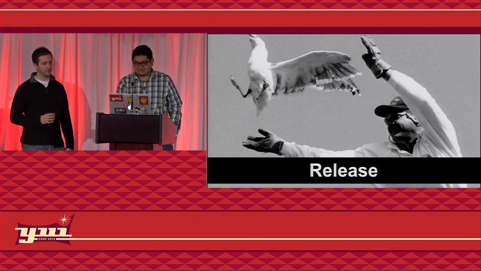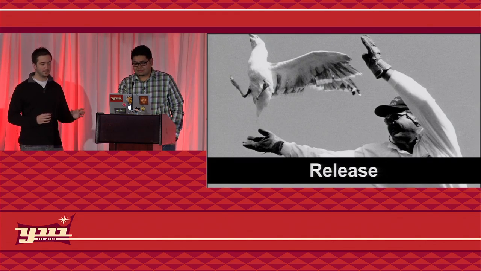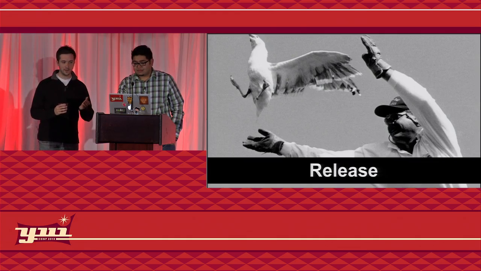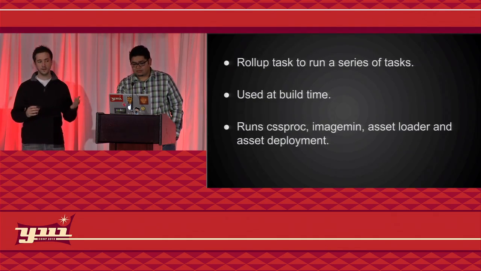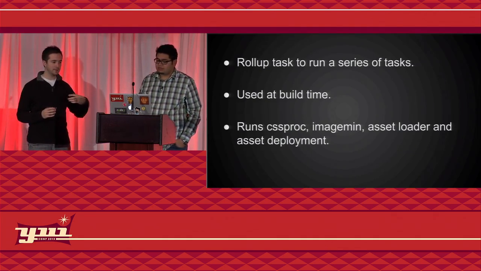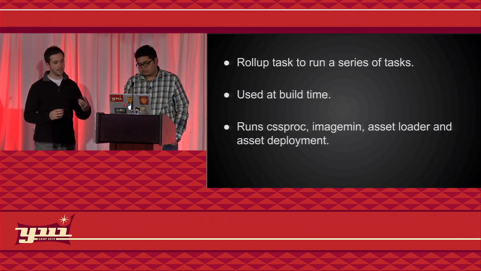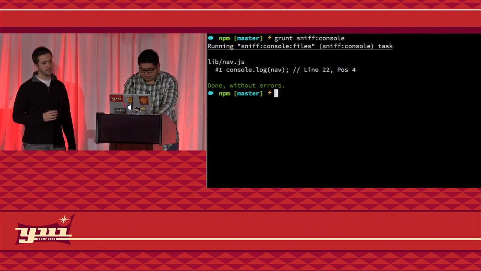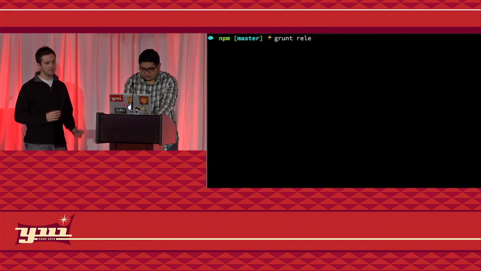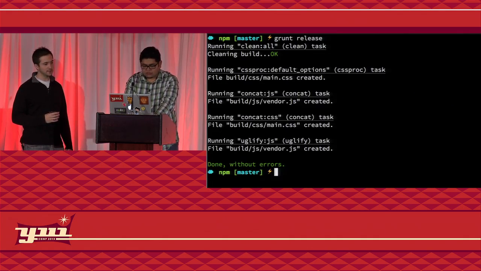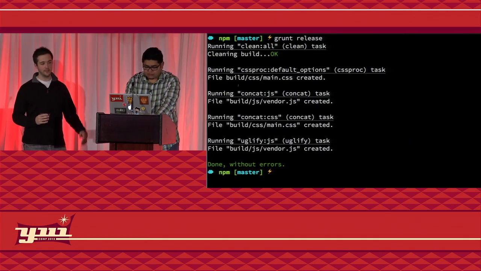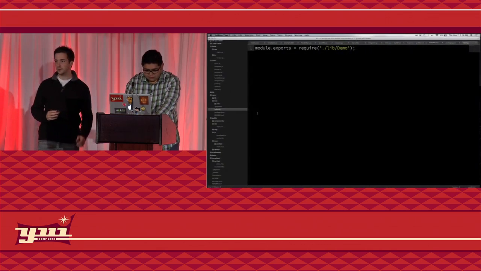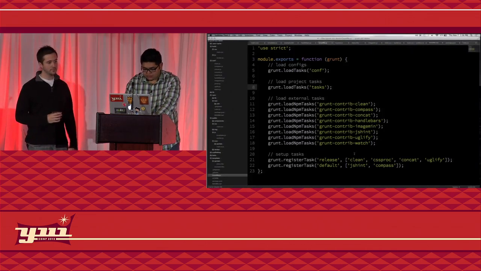And then release. So release is basically really simple. It's just a combination of all the other tasks that we run together. So in this case, we'll run the CSS proc, minification, the asset loader, deployment, all those things. And that's one line that you add to your Grunt file to create them. So that'll build all that, and then if you have a deploy task, it'll send it up to the server, and you'll be done with it.